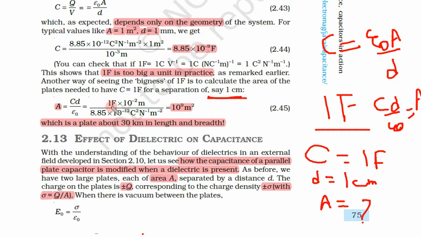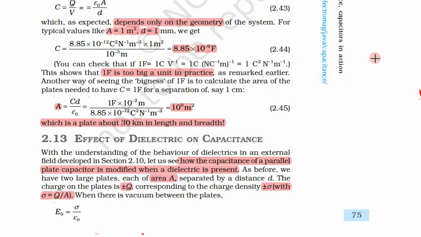So capacitance is 1 farad. Now D is 1 centimeter. This time it is not millimeter, it is 1 centimeter. So distance between plates is 1 centimeter, 10 to the power minus 2 meter. Epsilon naught is 8.85 into 10 to the power minus 12. When we put all the values, area is 10 to the power 9 meter square. See this area, 10 to the power 9 meter square. So again you can see this area is quite big, very big.